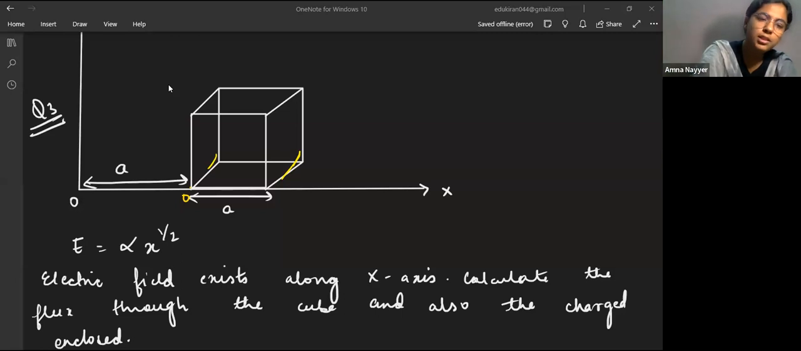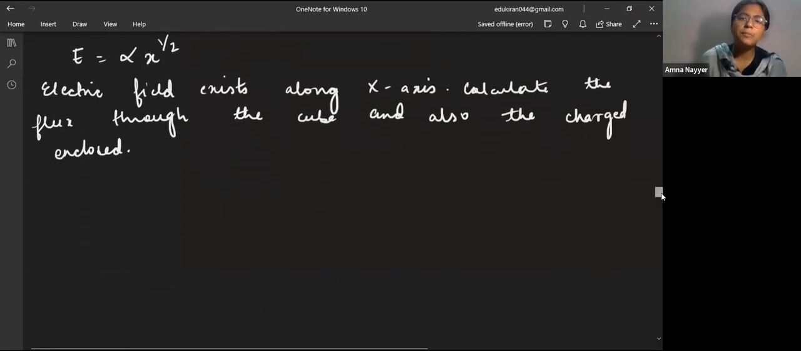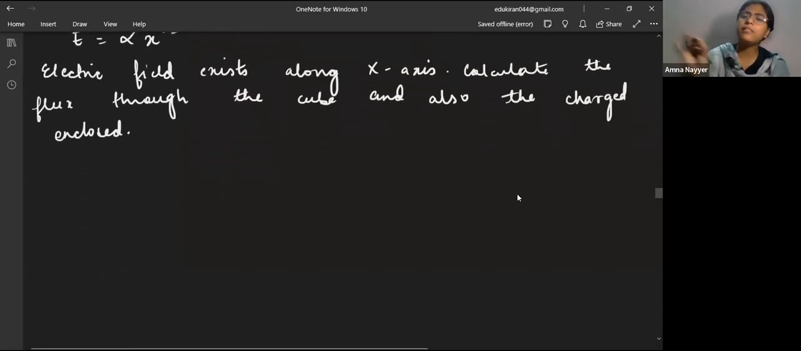Now, based on this, this was a question left. So this cube is not exactly placed on the center of the origin of the axis. This is at a certain separation A, and the side of the cube is also A. So separation from the origin is A, and the side of the cube is also A. So we'll use the same formula. This is given to us, E is equal to alpha x to the power half, and we have to find the flux through the cube.